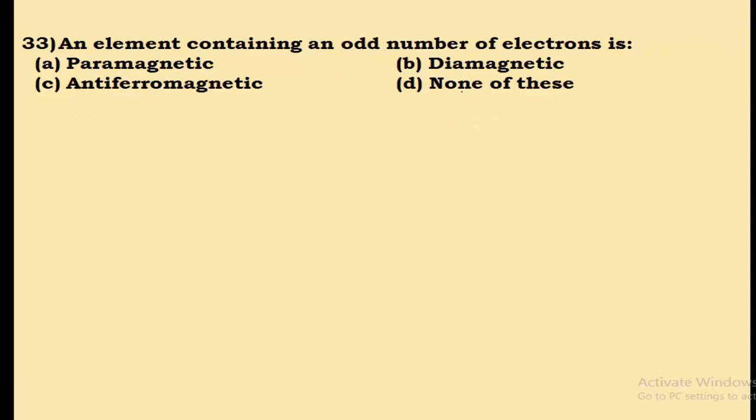Next, 33. An element containing an odd number of electrons is paramagnetic, diamagnetic, antiferromagnetic, none of these. So here option A is the right one, because paramagnetic substances are the substances which are weakly attracted by a magnetic field, and the reason for that is it consists of unpaired electrons. Unpaired electrons means it consists of an odd number of electrons. Hence option A is the right one.